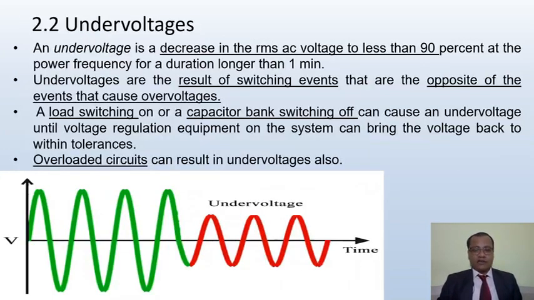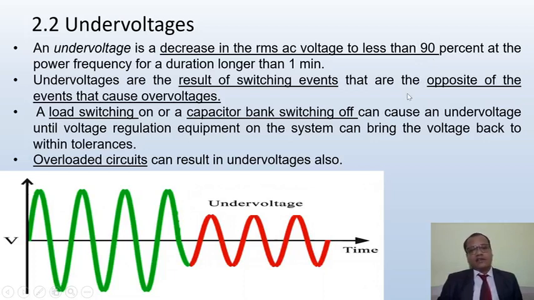Now the next part is under voltages. Under voltages are exactly the reverse phenomenon of over voltages. Under voltages are a decrease in RMS AC voltage to less than 90% at the power frequency for a duration longer than 1 minute. Again here we need to remember that in both definitions one thing is common, that is they always occur for a duration longer than 1 minute, and here it is a decrease in RMS voltage to less than 90%.